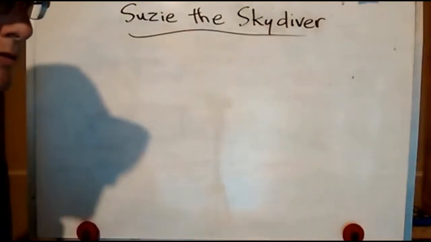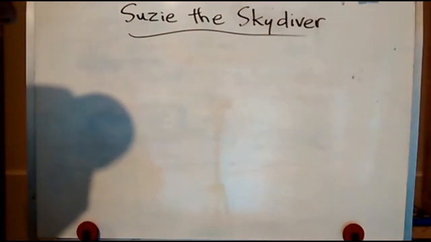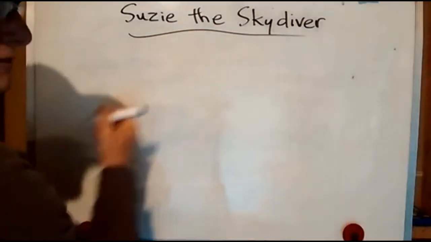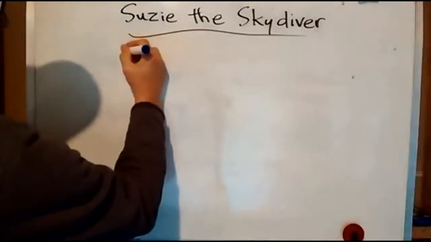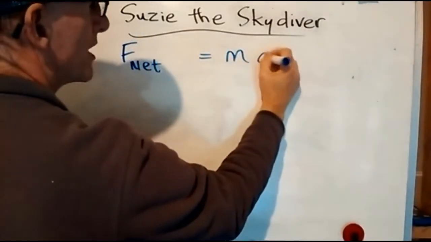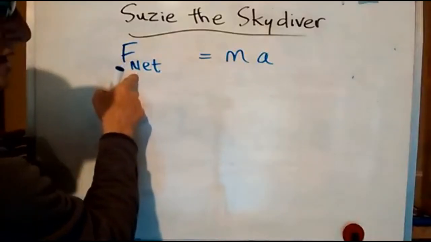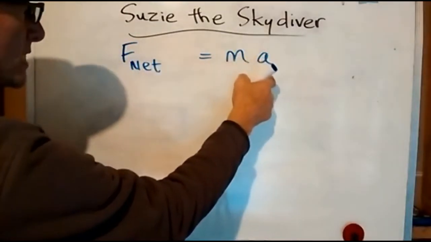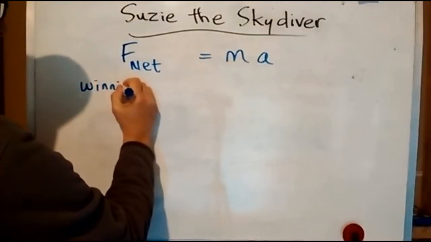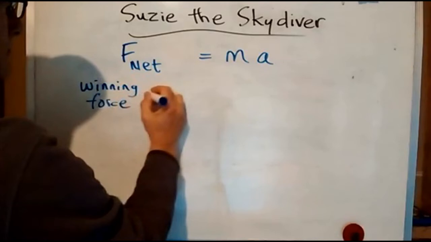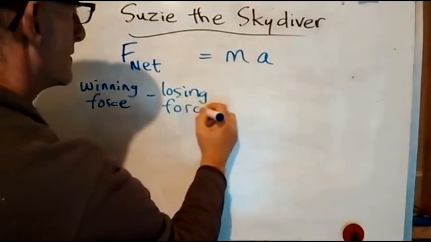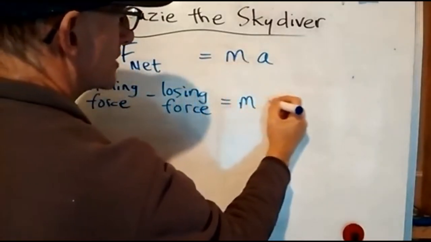In the Hewitt problem, he has a skydiver called Susie who is jumping out of a plane, and in her example of Newton's second law, you would approach the solution the same way. You go F net is equal to mass times acceleration, so the net force on Susie is equal to Susie's mass times her acceleration. So F net would be the winning force minus any losing force, which is usually the force of friction, is equal to mass times acceleration.